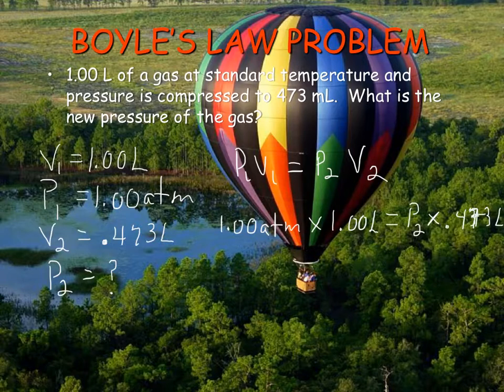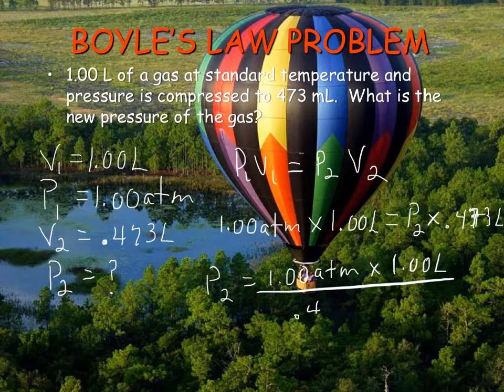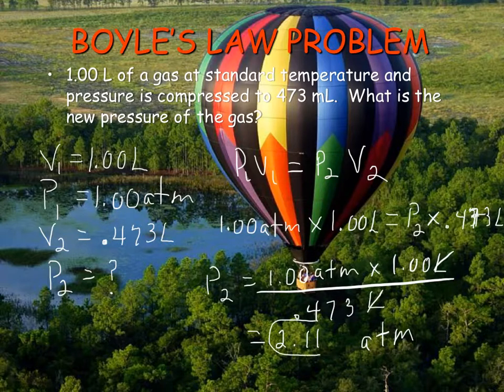Okay, so we're going to multiply 1 times 1, and we're going to divide that by 0.473. So P2 equals 1 atmosphere times 1 liter divided by 0.473 liters. So the liters are going to cancel, and we're going to have a label of atmospheres. So run it through your calculator, and 1 divided by 0.473 is 2.11 atmospheres. So this is our final answer.